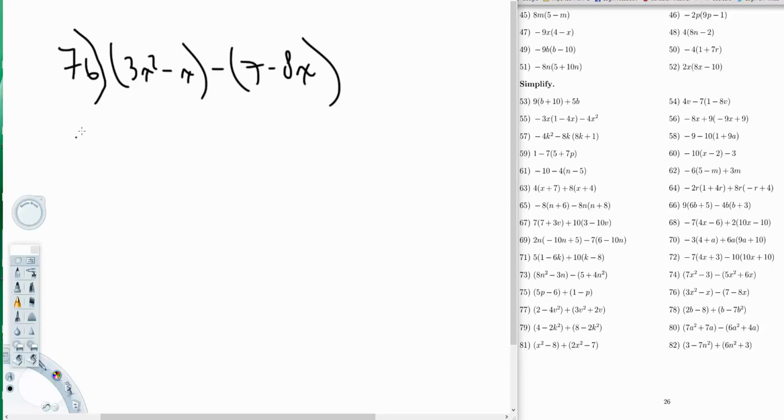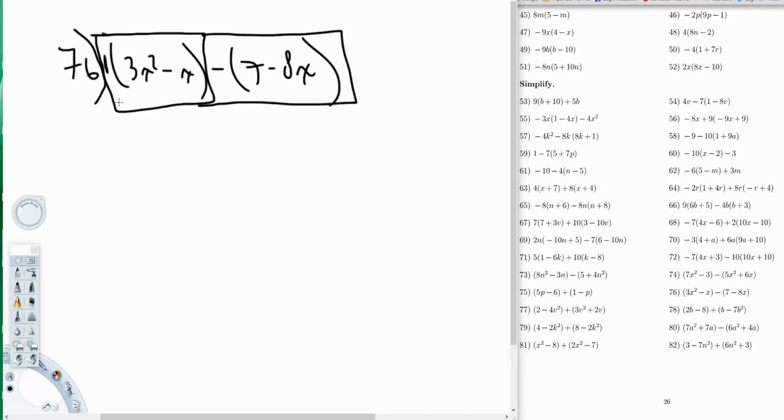So once again, let's take a look at this. Very simply put, this is one, this is the other. When there is nothing to the left of the brackets, we're assuming a 1. Basically, you don't disturb what's inside the brackets. You just rewrite it without the brackets. 3x squared minus x. Here you see a little sneaky minus sign right here, so you multiply whatever is in the brackets by minus 1.